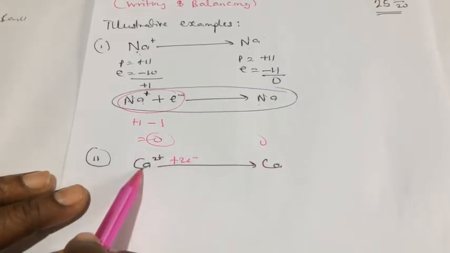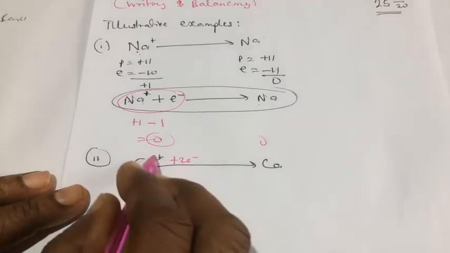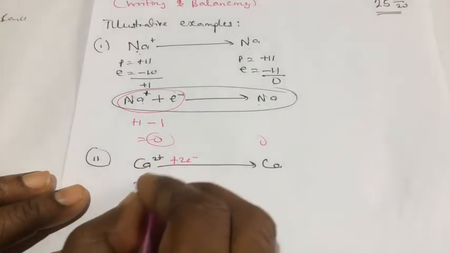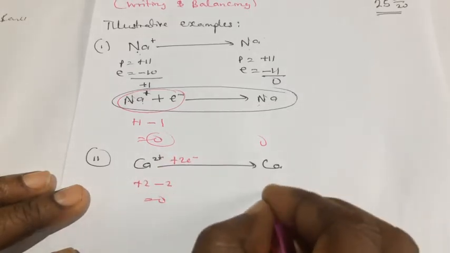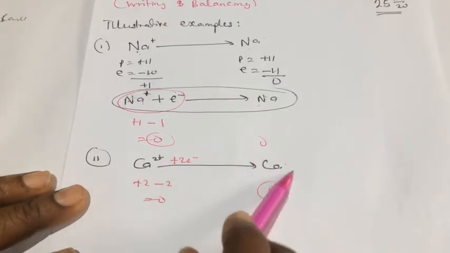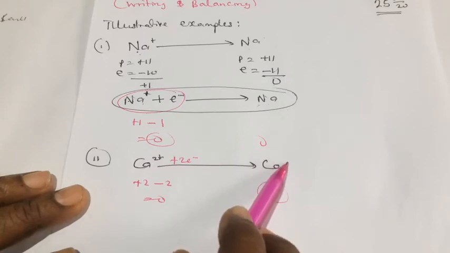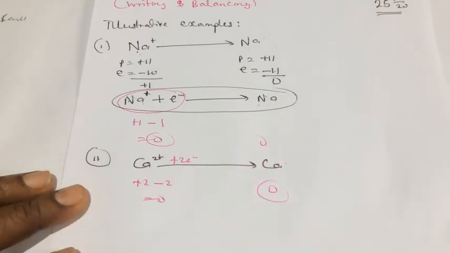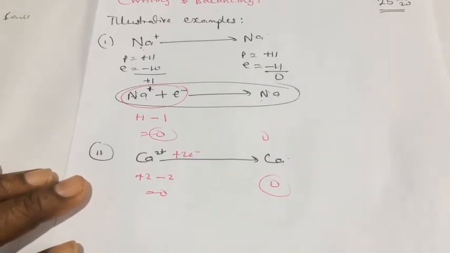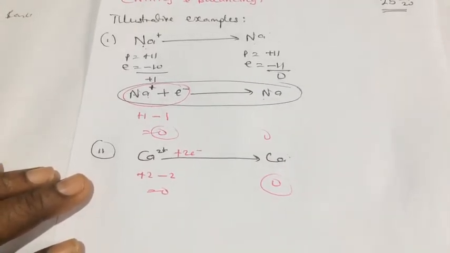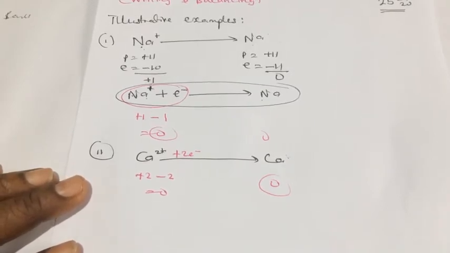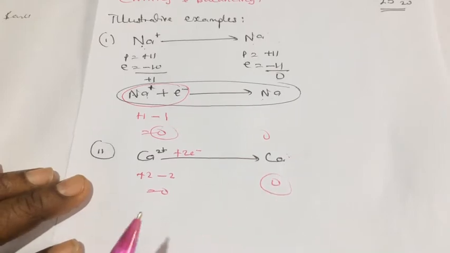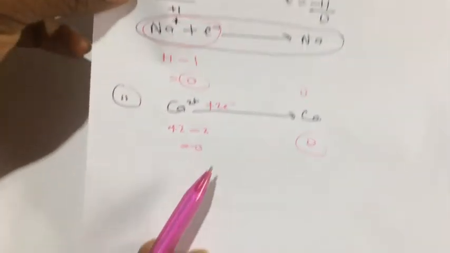If you look at the number of atoms, 1 is 1. The charge for the calcium ion is +2. Electrons are always negative, so it's negative 2. So that gives you 0. If you see an atom that is not charged, with neither plus nor minus, that means it is electrically neutral. So we'll move on to the next one now.